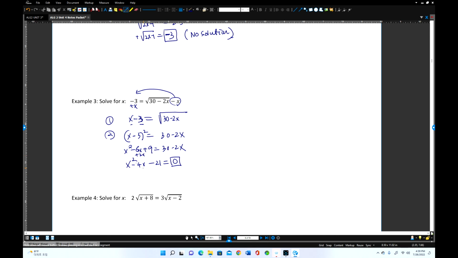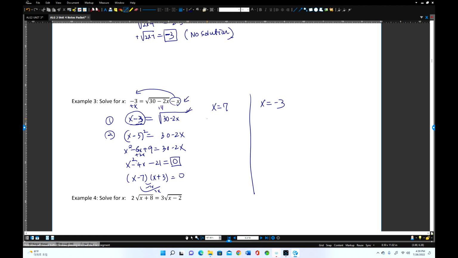That's okay. Now this factors: negative 7 and positive 3. Negative 7x plus 3x, total is negative 4x. That's fine. So what are the solutions? x equals 7 and x equals negative 3. But we don't know whether these are valid, so you put each number back in, either into the original or the isolated equation. It doesn't matter; I'm going to use this one.